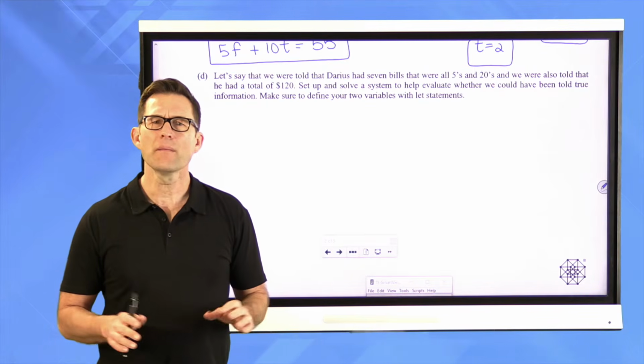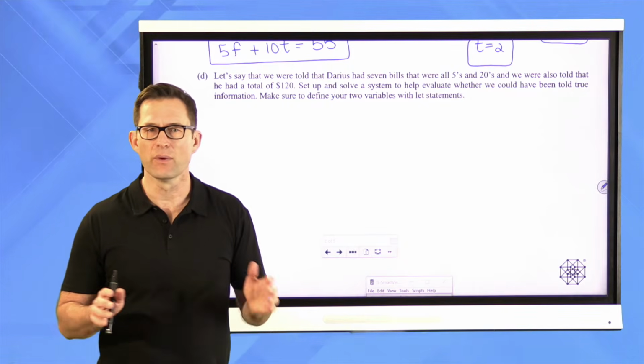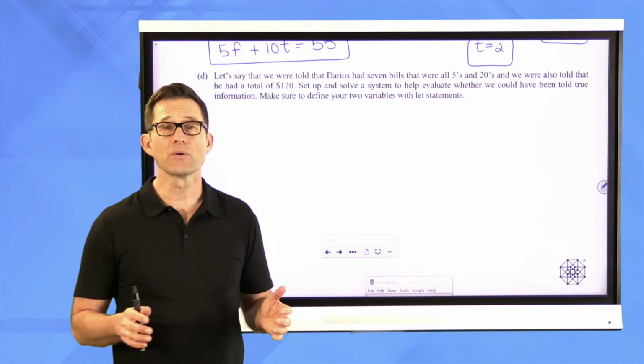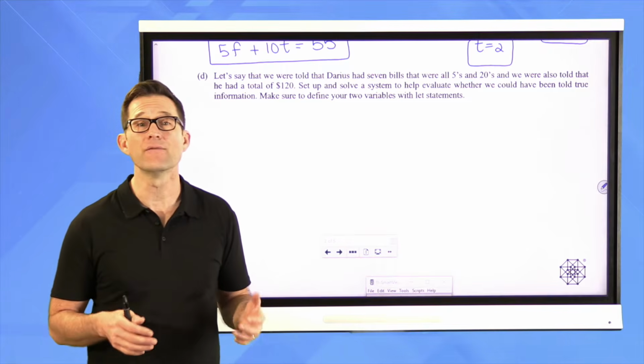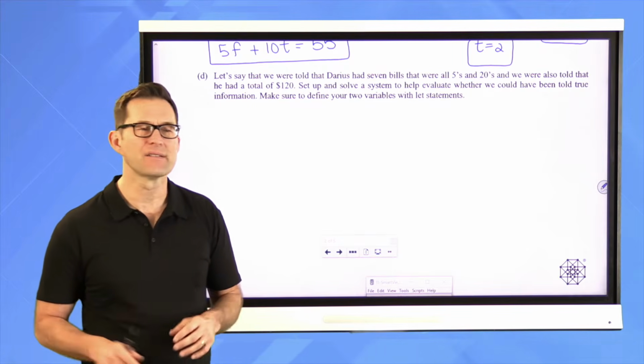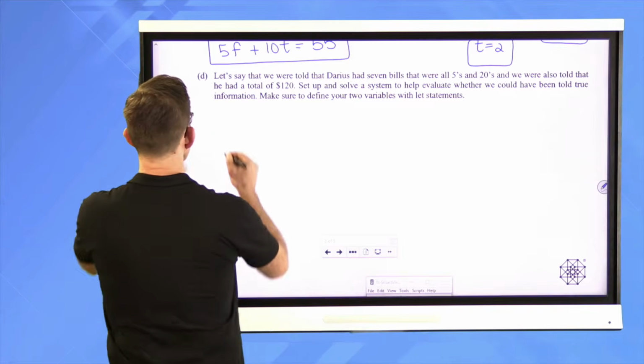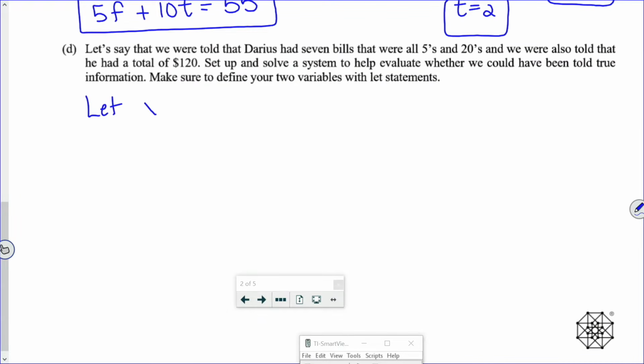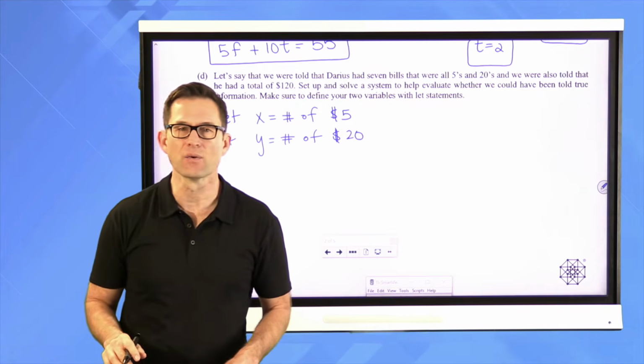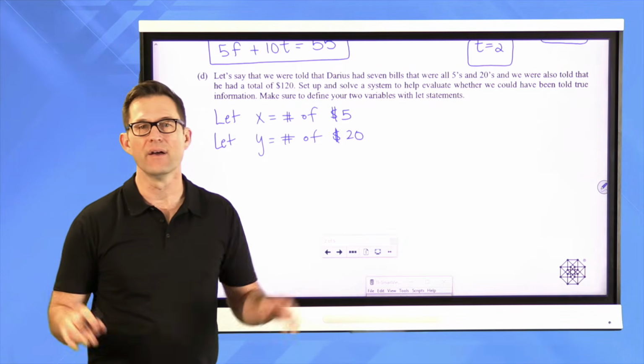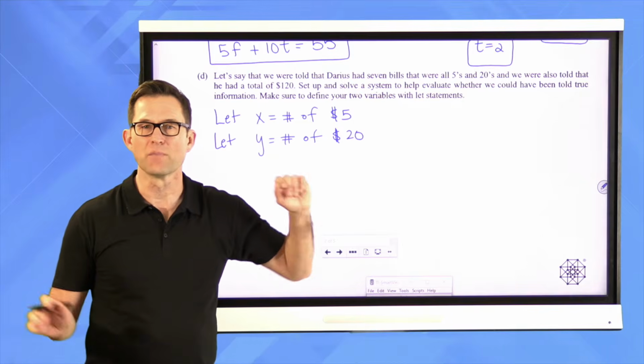All right, well, I think I'm going to stay away from the variables that we used in the last one. Although you could certainly use F for 5s and T for 20s again, just to distinguish between the two problems, this time I'm going to let X be equal to the number of $5 bills, and I'm going to let Y be equal to the number of $20 bills. I love using X and Y. They're simple. I know that they aren't the first letter in those words, but good enough, right?